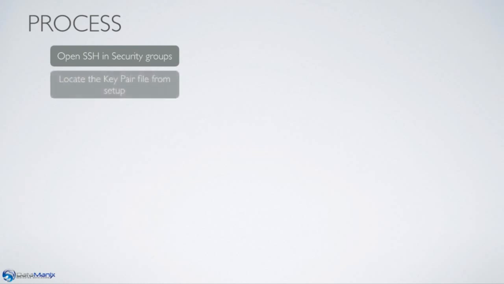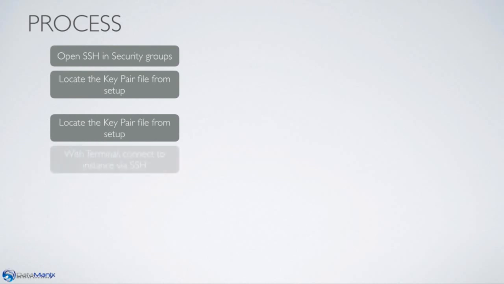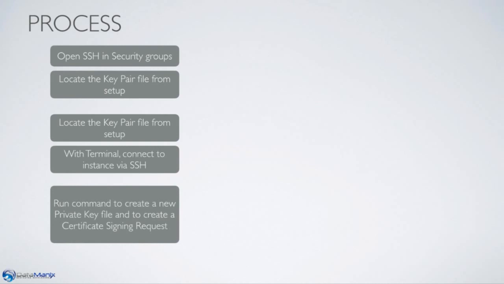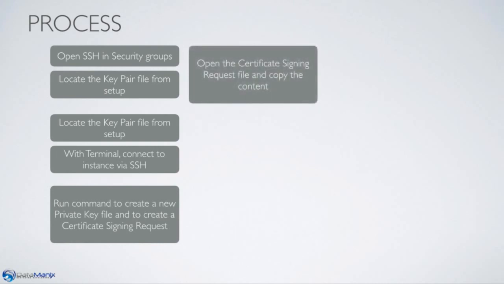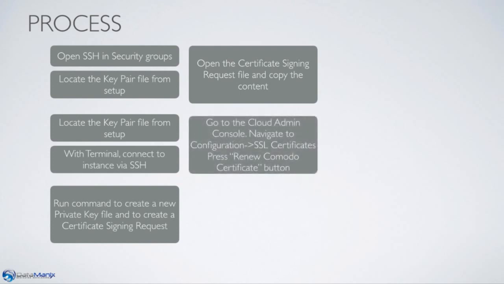So just to show you what the process is when you do it manually. First off, you open SSH in security groups on AWS and locate the key pair file. Then, with the terminal command, you connect to the instance via SSH. Run a command to create a new private key and create a certificate signing request. Then you open the certificate signing request and copy the content. Then you go to the Cloud Admin console, navigate to SSL certificates, and click the renew Comodo certificate button.